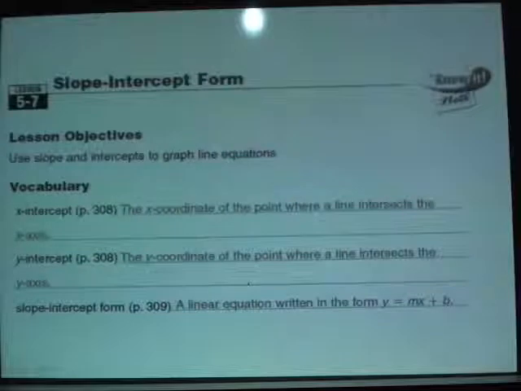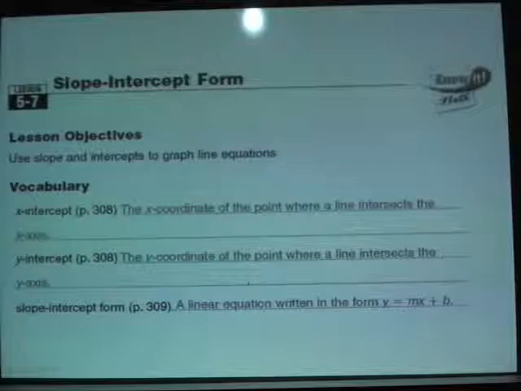So what is the x-intercept? That's the x-coordinate of the point where a line intersects the x-axis. So simply put, that's where our line goes across the x-axis. Y-intercept, that's the y-coordinate of the point where a line intersects the y-axis. So again, simply put, it's where the graph goes across the y-axis.